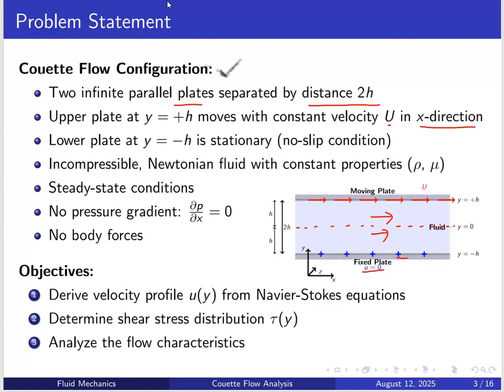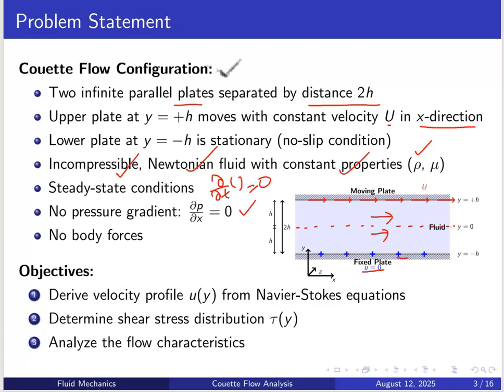As the plate is fixed or stationary, the velocity adjacent to the wall is 0. And the fluid is incompressible, Newtonian fluid with constant properties, meaning rho and mu are constant. The fluid flow is steady state, meaning dou by dou t of something is equal to 0. No pressure gradient, so dou p by dou x is equal to 0, and no body force acting on the fluid, so body force is equal to 0. No body force acts here because the flow is horizontal, the plate is horizontal, and fluid flow is happening in the x direction.